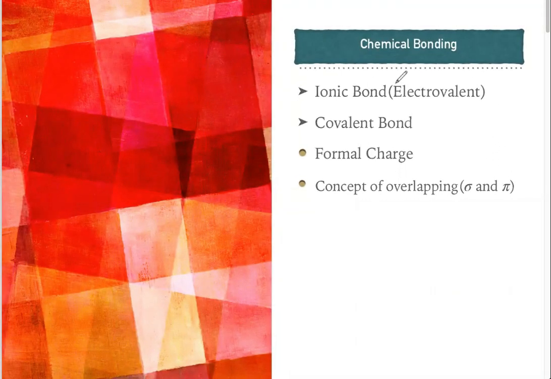Today in this video lecture we are going to talk about different types of bonds. First we are going to talk about the ionic bond, then the covalent bond, next the formal charge, how to calculate it, and the types of overlapping. There are two types of overlapping: one is sigma overlapping, another is pi overlapping.